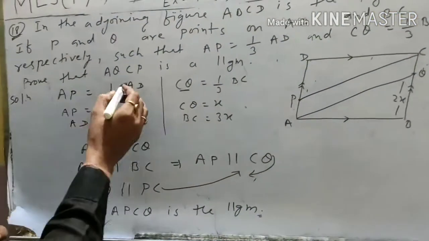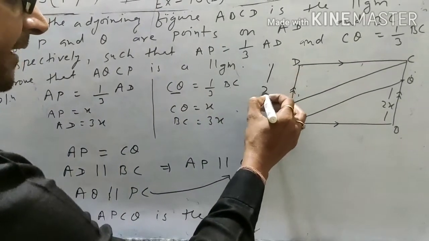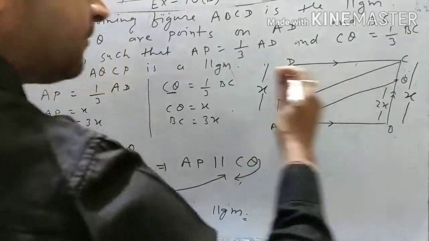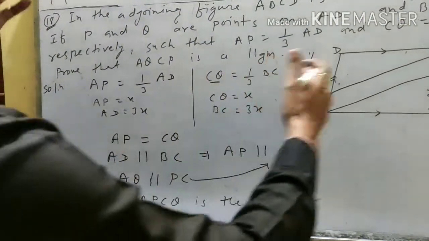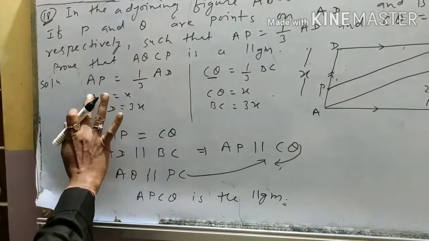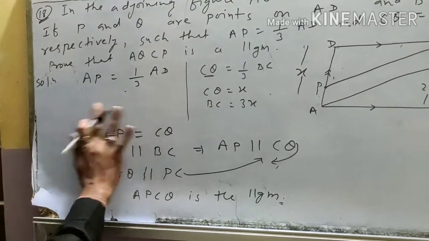Here, student, AD is equal to x, the whole value is equal to x, because this is the concept of parallelogram, so opposite sides are equal. We know that this value is x and this value is x. Here AD is equal to x, so what do we write here?